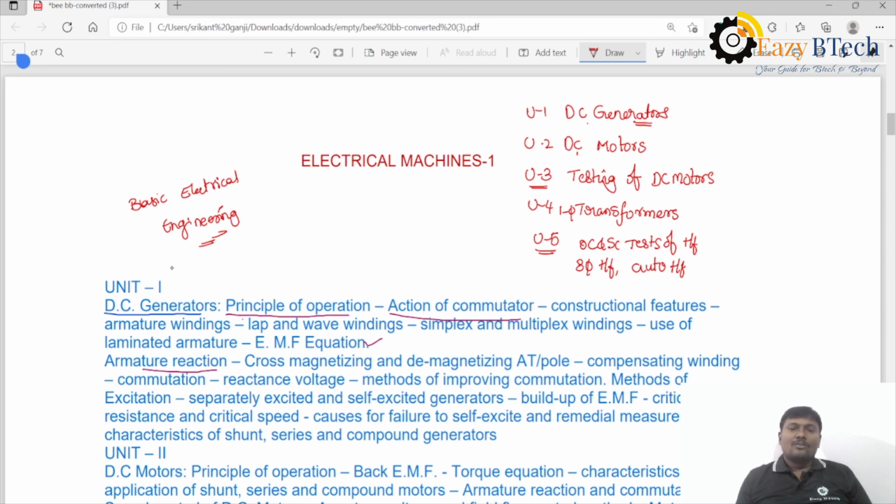In the next video, we will discuss in detail about DC generators. Thank you guys.